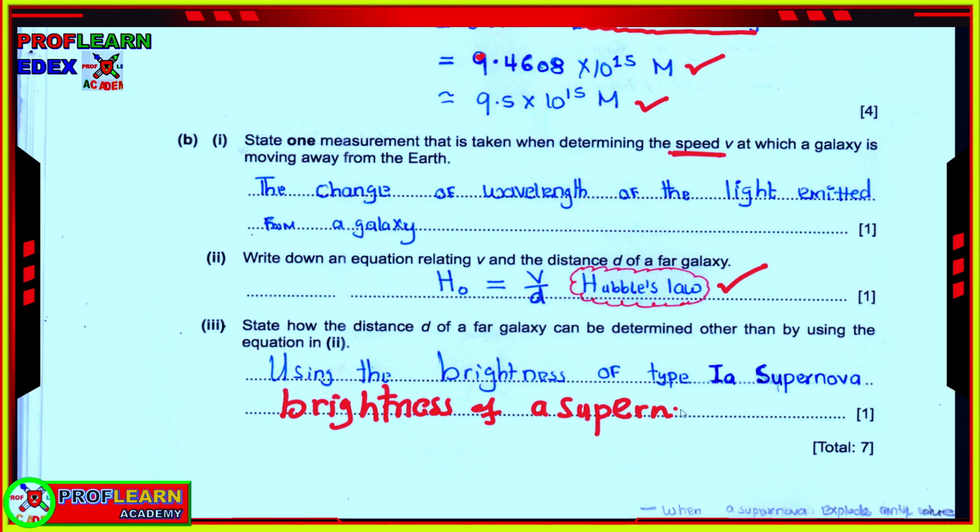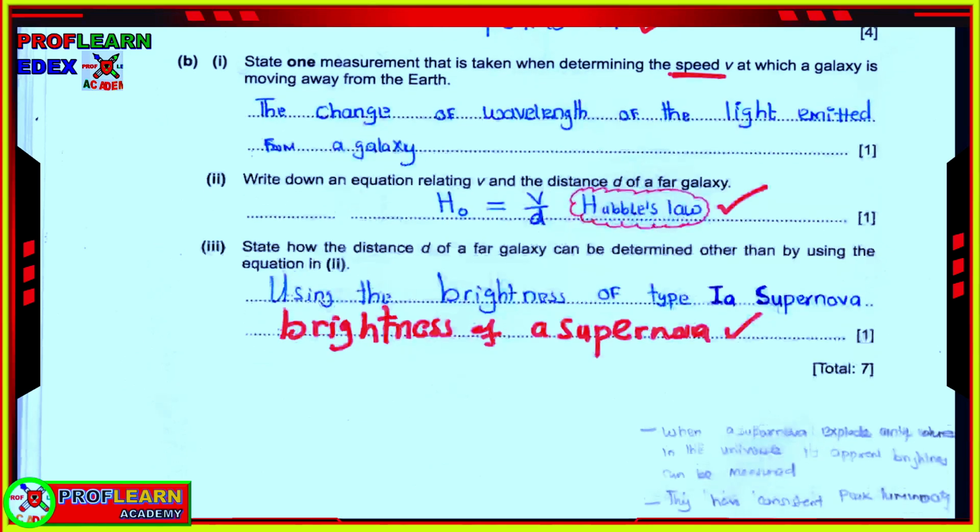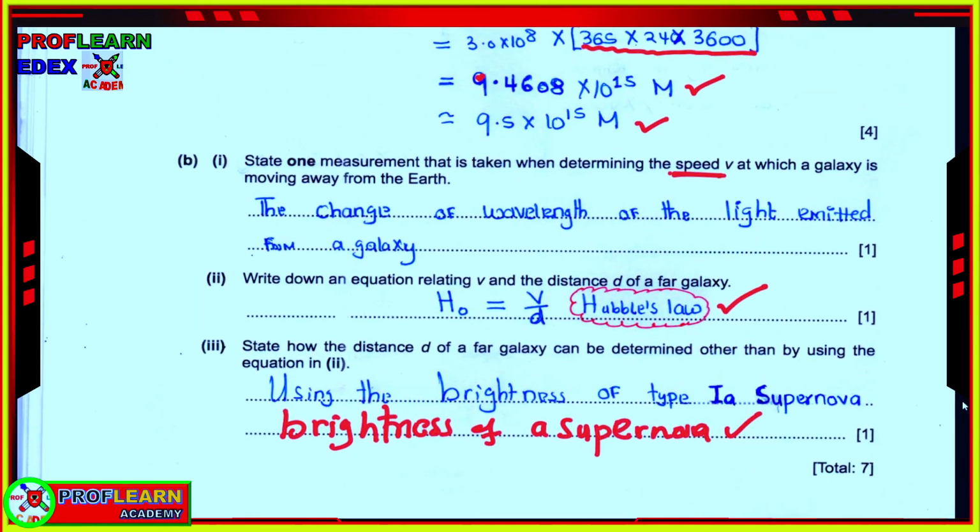Supernova. Yeah, the brightness of a supernova can be used. Now, let me just tell you how that happens. A supernova is a very bright star, which is also known as an exploding star.